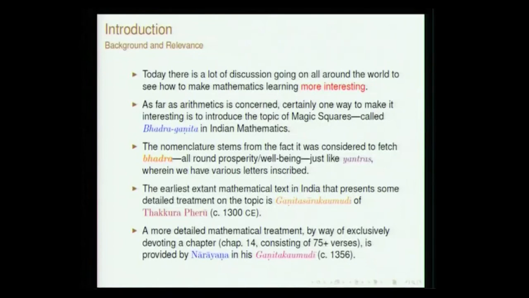That could be the cause for calling it Bhadra Ganita, or it could be Bhadra Ganita in order to protect oneself, as Narayana says. Among mathematicians you can pose this question, and if he is not able to answer, you save yourself. Anyway, that could be the reason for Bhadra Ganita.